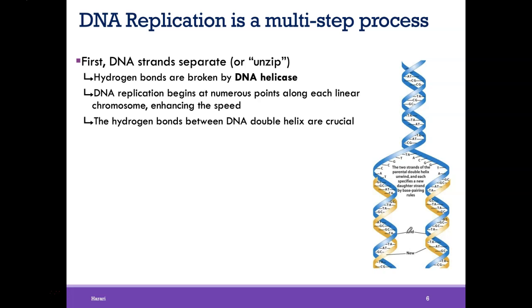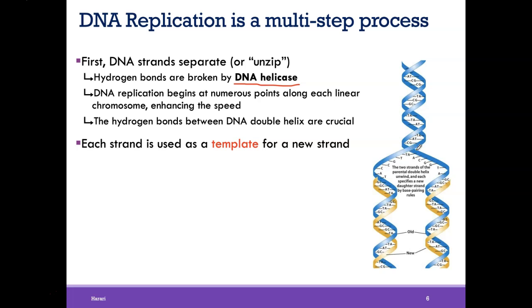The first step in DNA replication is that the strands, the double helices, have to separate, that is, unzip. The enzyme that does that is called DNA helicase. So DNA helicase is an enzyme that can break the hydrogen bonds between the DNA double helix. And that happens at numerous points along each chromosome. So there are these multiple locations called origins of replication, where helicase can start unzipping DNA by breaking those hydrogen bonds that keep the two strands together. Right? These hydrogen bonds are crucial.